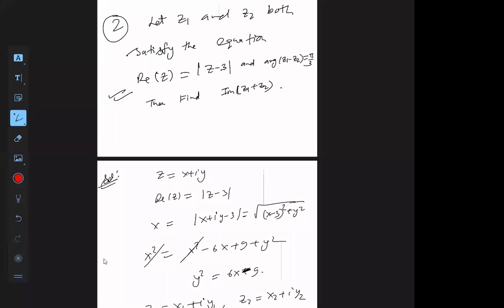calculation. So you just have to put z is equal to x plus iy and calculate the whole equation. So if I put z is equal to x plus iy here, I am getting y square is equal to 6x minus 9. So z1 and z2 both are satisfying, so I have assumed z1 is x1 plus iy1 and z2 is x2 plus iy2. So I put these 2 points in the equation. So y1 square is equal to 6x1 minus 9, and the second one will be y2 square is equal to 6x2 minus 9.